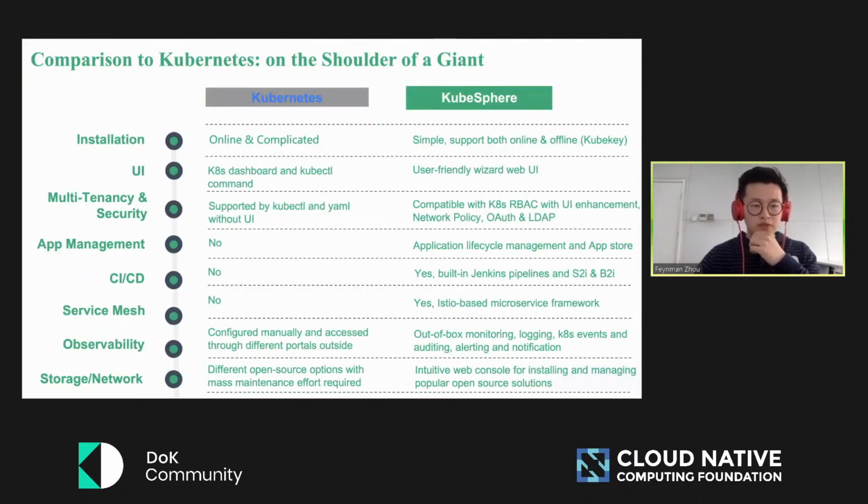Well, when it comes to the comparison with Kubernetes, we would say KubeSphere stands on the shoulder of a giant. Let's take a look at the comparison of Kubernetes and KubeSphere. KubeSphere features some capabilities that are not available in upstream Kubernetes. For instance, service mesh, CI/CD platform, application management, and observability. So KubeSphere alleviates the pain points of adopting Kubernetes in production, especially for the installation, storage, and network provision and the usability.